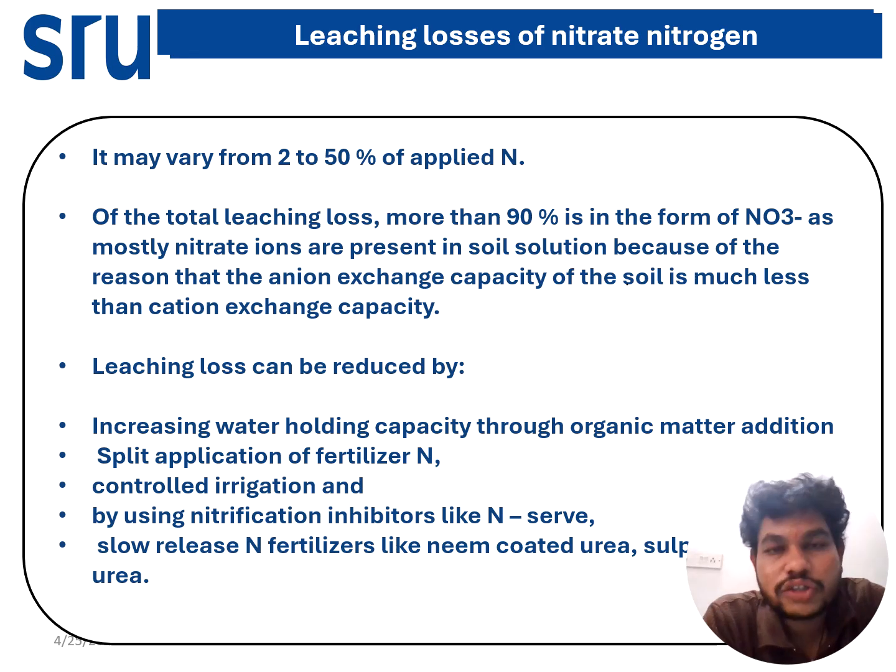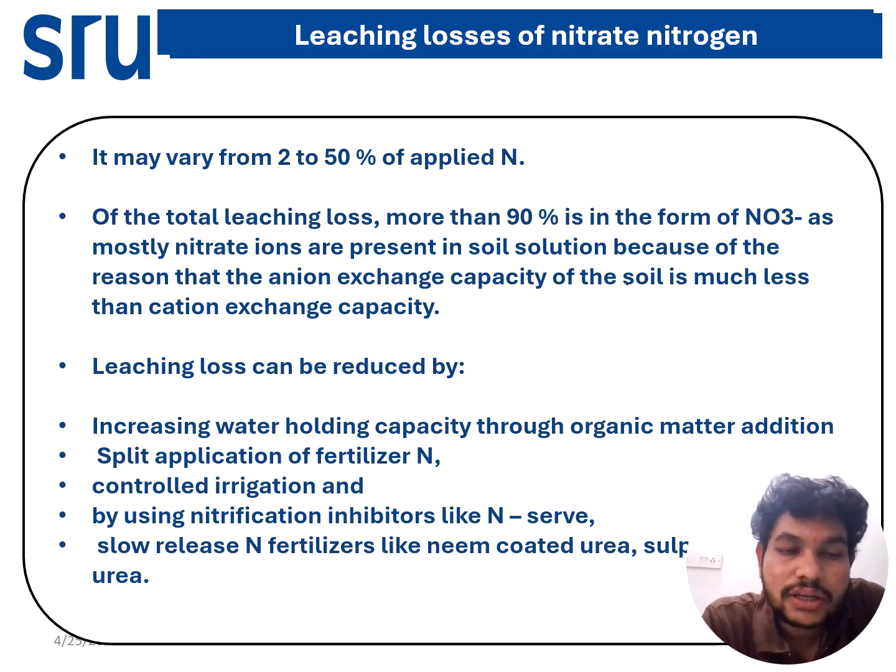Next one is the leaching losses of nitrate. Nearly 2 to 50% of applied nitrogen will get lost. More than 90% of nitrogen present in nitrate form will get lost through the leaching process, because the anion exchange capacity of soil is less compared to the cation exchange capacity, and nitrate is always present in the soil solution form, so it will get leached out from the soil. Then how do we reduce the loss of nitrogen through the leaching process?